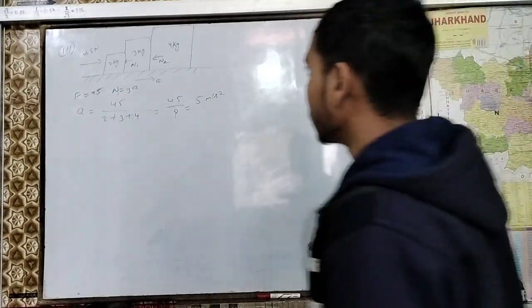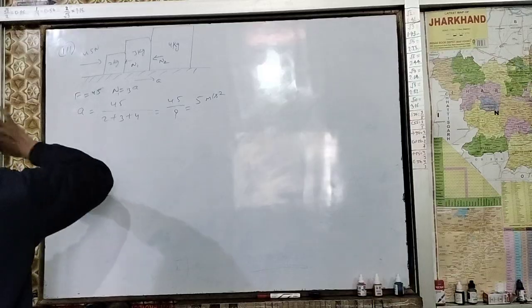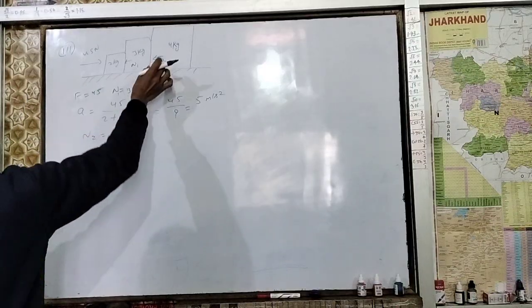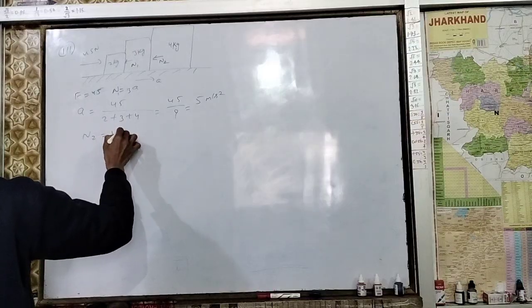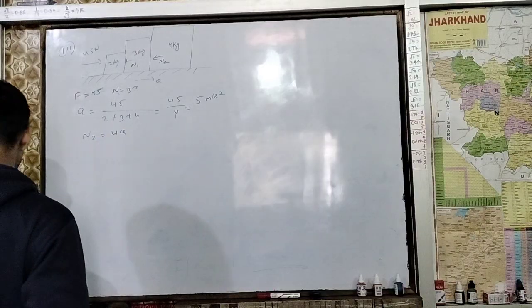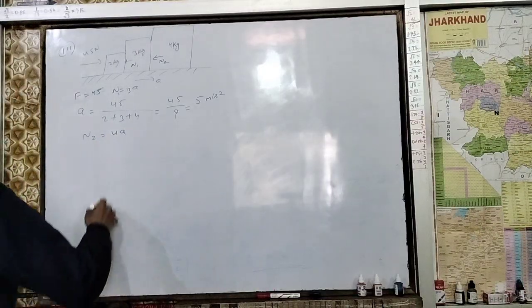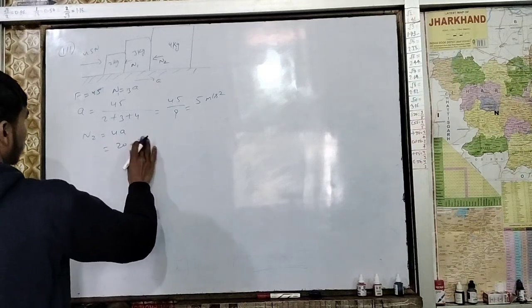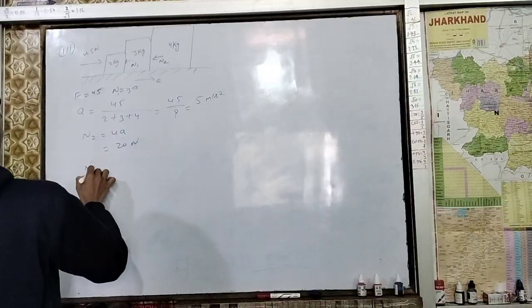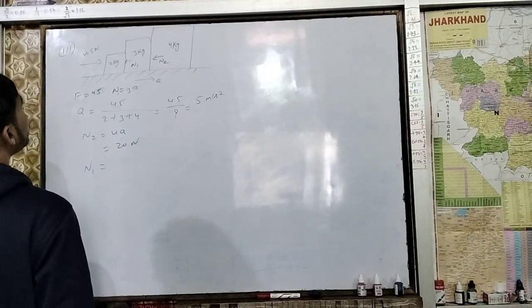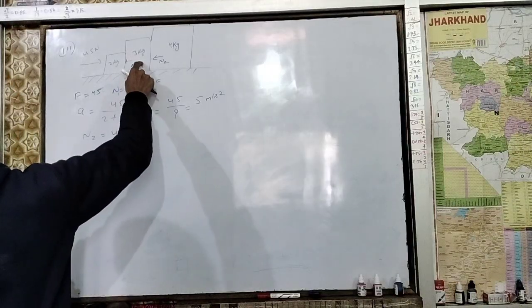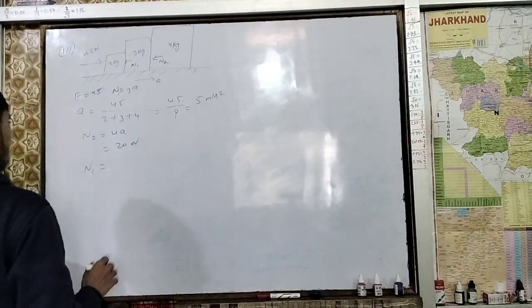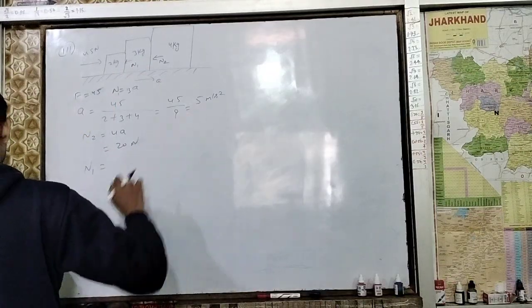Now what would be N2? Acceleration is the same for each body. So N2 would be how much? N2 is equal to 4a. N2 is equal to 4a. So a is nothing but 5. This will be 20 Newton. And N1 is how much? 3a. N1 is 3a. So 5 times 3.